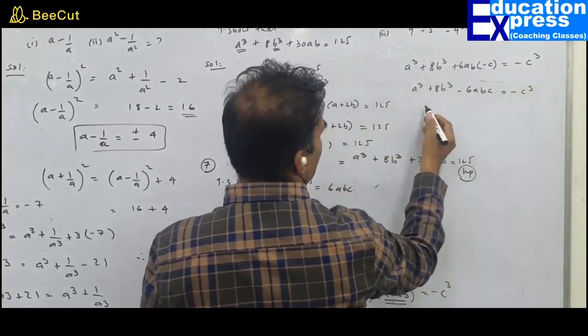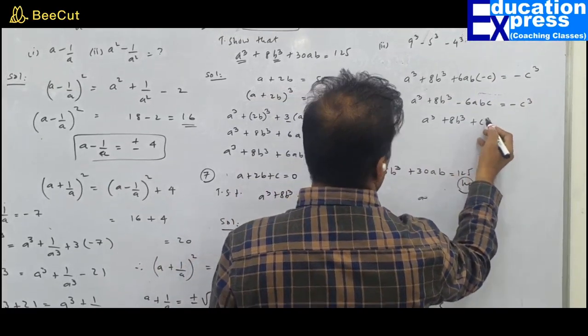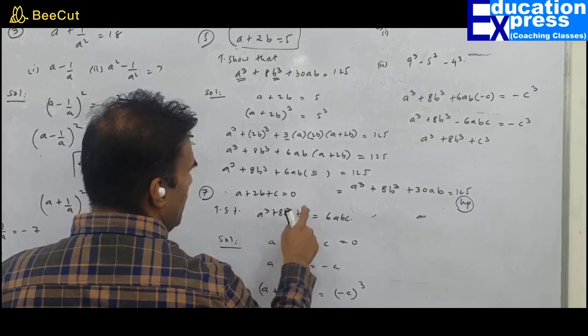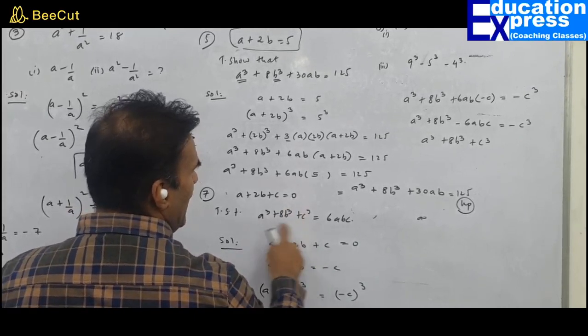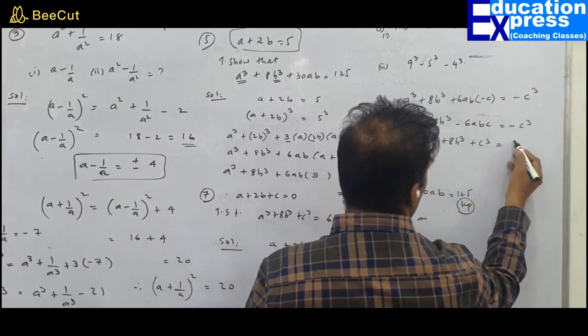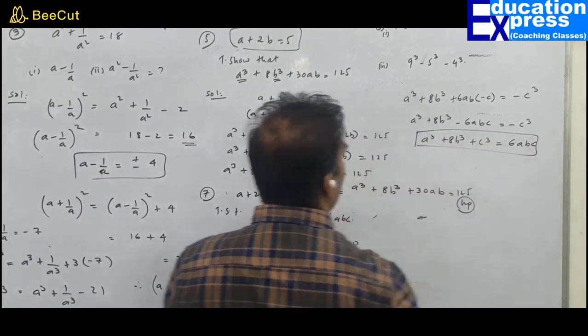Bring this c cube on this side. a cube plus 8b cube plus c cube. That is what they want. Have a look. a cube plus 8b cube plus c cube. They don't want anything else on this side. So let's shift this to that side. That becomes 6abc. This is how we prove it.